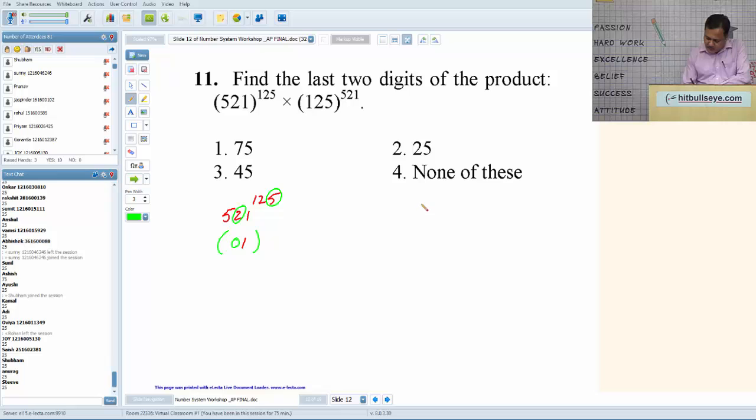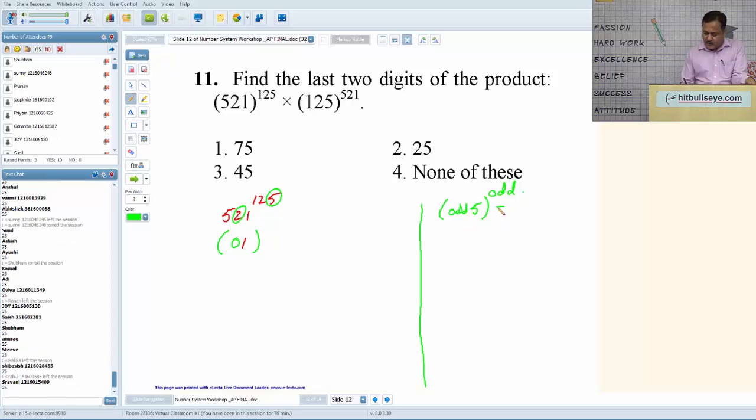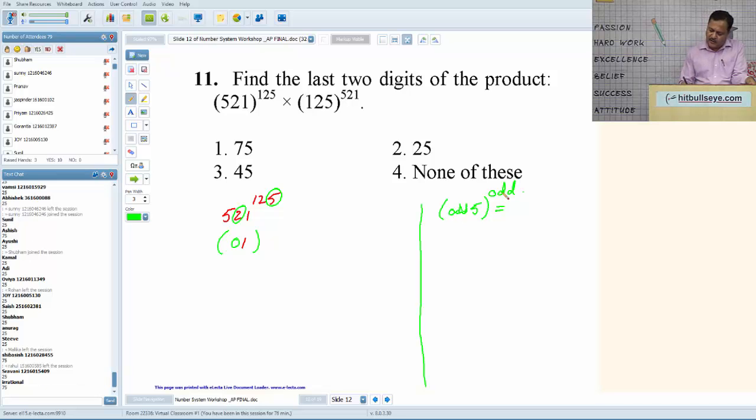In the case of any number ending with 5 and there is an odd number before 5, raised to power odd. Now these two odds can be the same or different, but this odd number should not be equal to 1. In maximum cases 1 should not be there. So these two odds may be the same or different. The last 2 digits of this will always be 75.